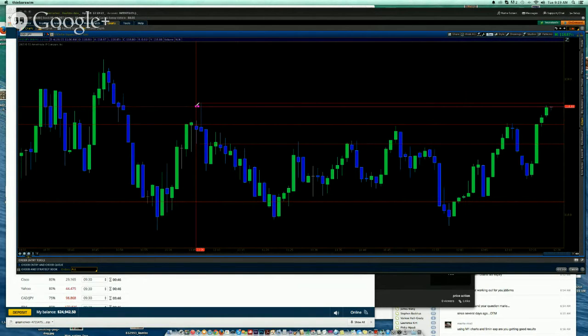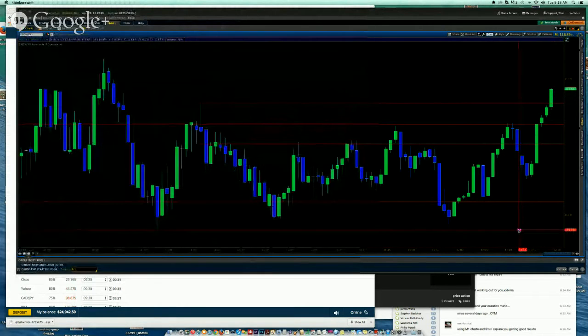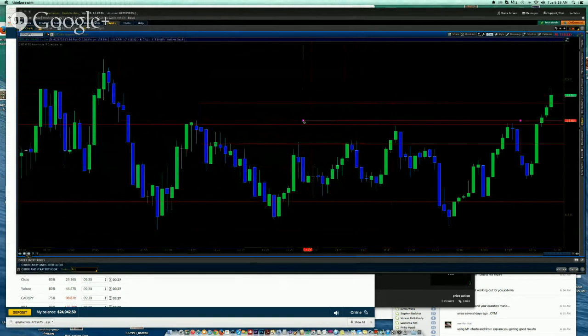So after this line, see how it came right close to the old resistance line. So that resistance line right there, here it is. See, touch. So it can come back down from that point. So it looks like it's gonna make a new resistance line.